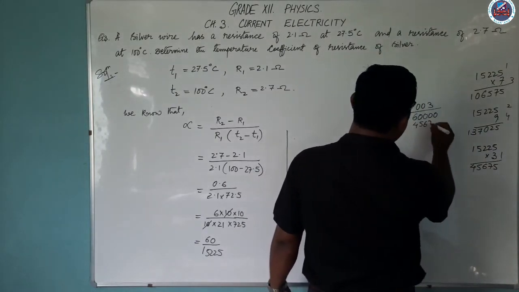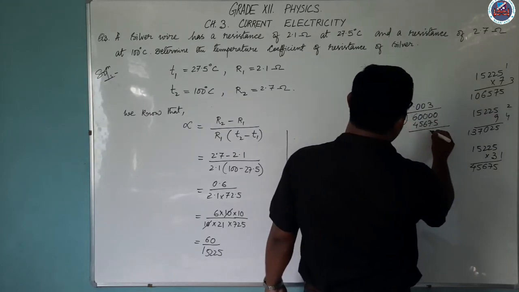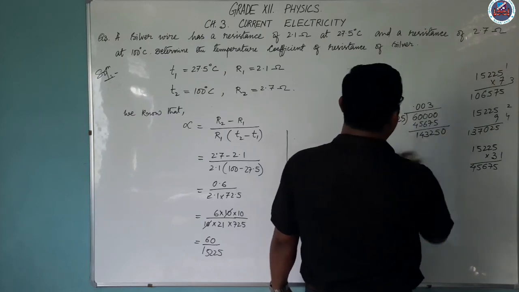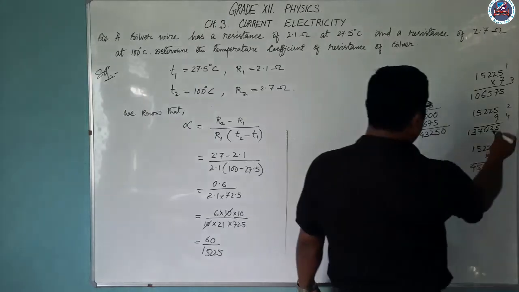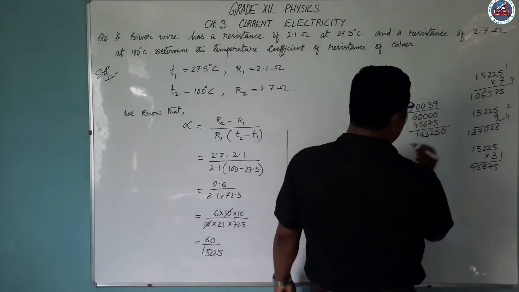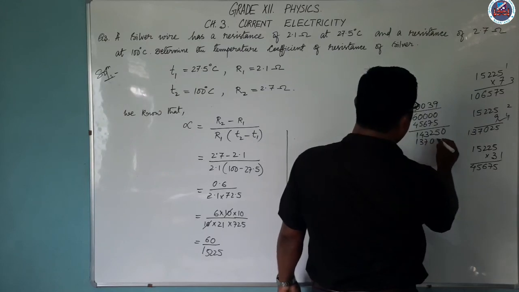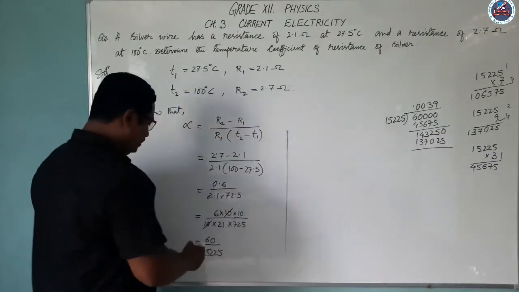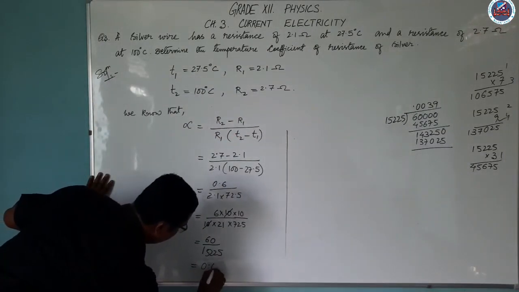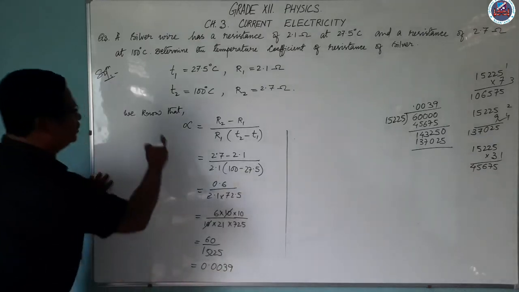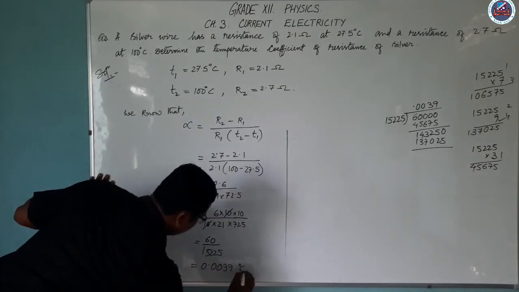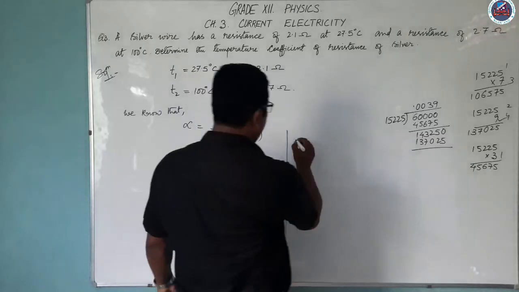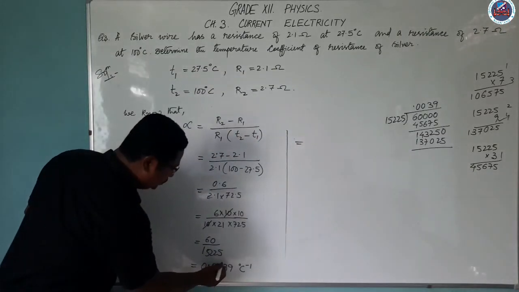Subtracting: 9 minus 7 is 2, 9 minus 6 is 3, 9 minus 5 is 4, and this is 1. Put 1 zero, then yes, 9 times you can take it. It is 137025. That is enough. After this, you can write down its value. In decimal value, you write 0.0039, with the unit per degree Celsius. And if you write it scientifically more nicely, bring the decimal 1, 2, 3 steps ahead.